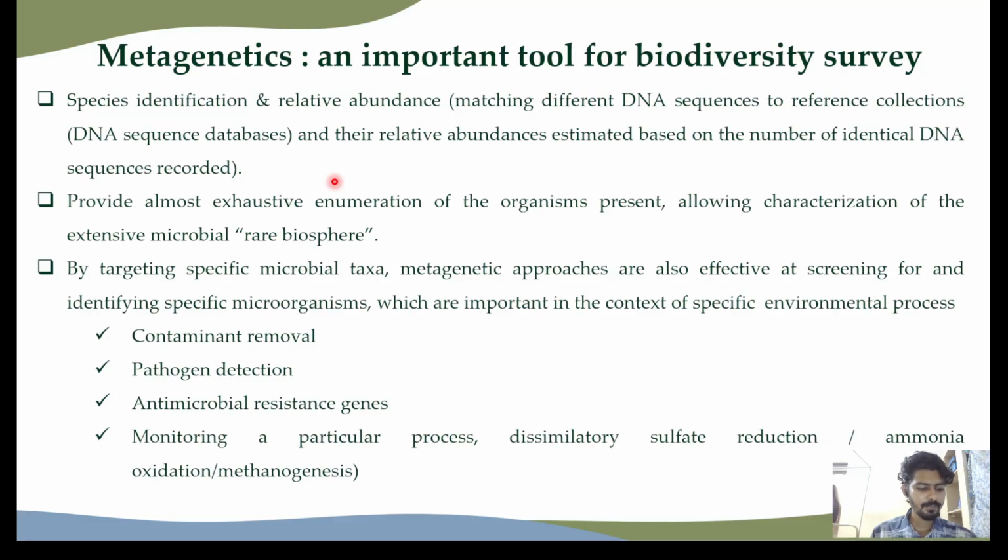And second is the rare biosphere. That is, many microbes exist in very small numbers, so we might miss them. But using metagenomics, it allows us to detect even those minute organisms that we have missed with traditional approaches. And also, by targeting specific microbial taxa, this approach is effective in screening and identifying them.